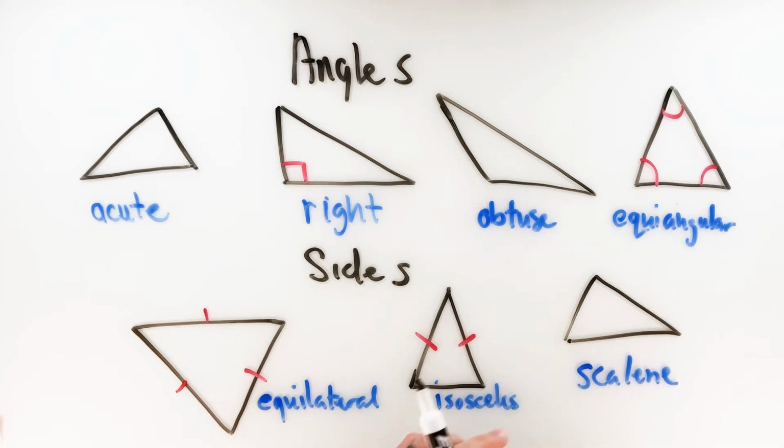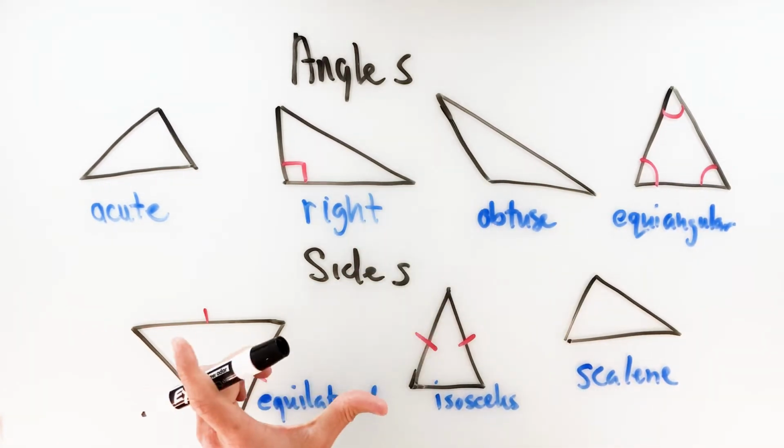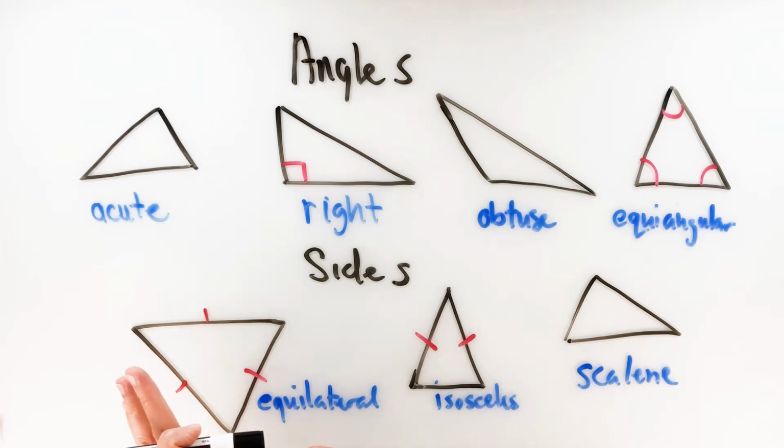It is true that a triangle will always add up to 180 degrees. So think, if I had an obtuse angle that's more than 90, and I had a second obtuse angle that's more than 90, I already know that 90 and 90 is 180. I can't have more than 180 degrees.